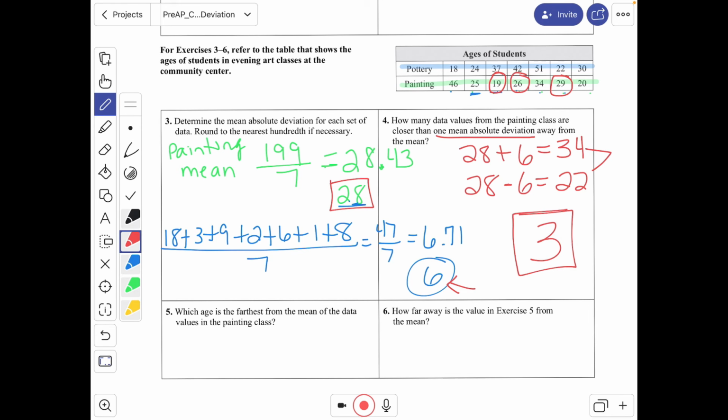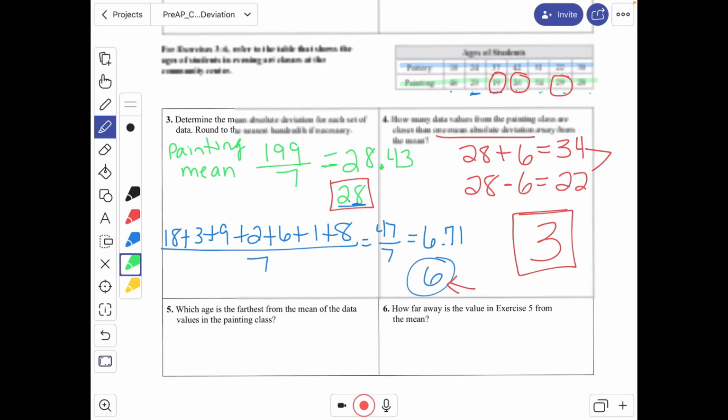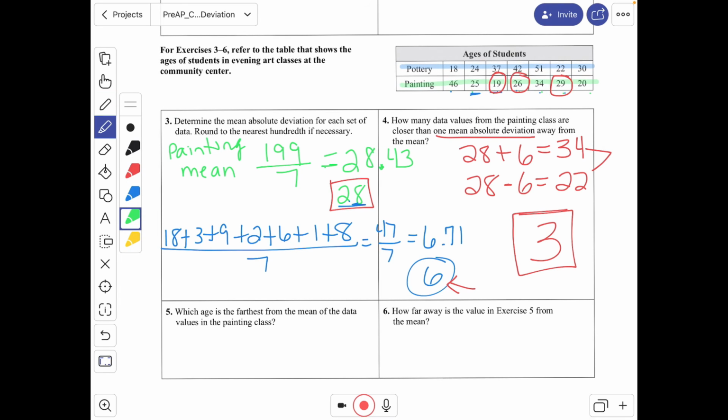Number 5 asks, which age is the farthest from the mean? Well, I can look back at this list that I just made. Which one is the biggest number? 18. Well, that was from the 46. So the one that's farthest away is 46. And then number 6 asks, how far away is the value in exercise 5? Well, it was 18 away.